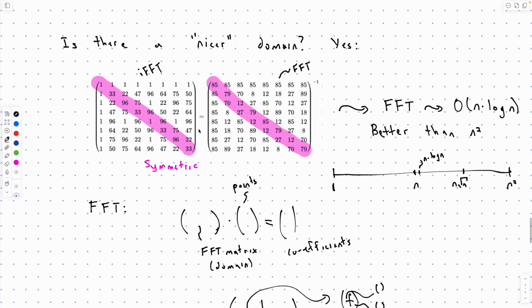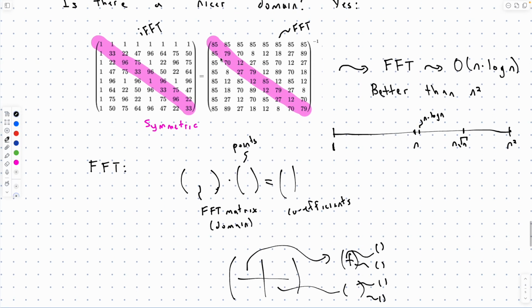Okay, so questions about this at a high level? Okay, so in this class, what we will do is we will try to choose a domain like this domain here, where it gives us a nice set of values. How we choose that is the next question.